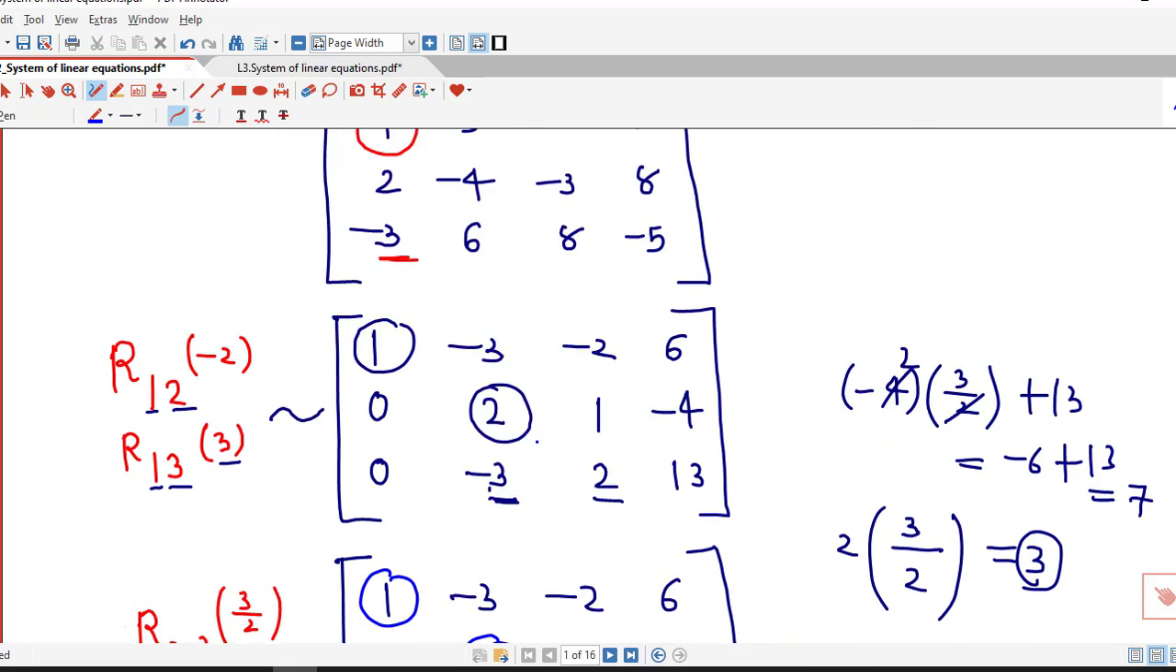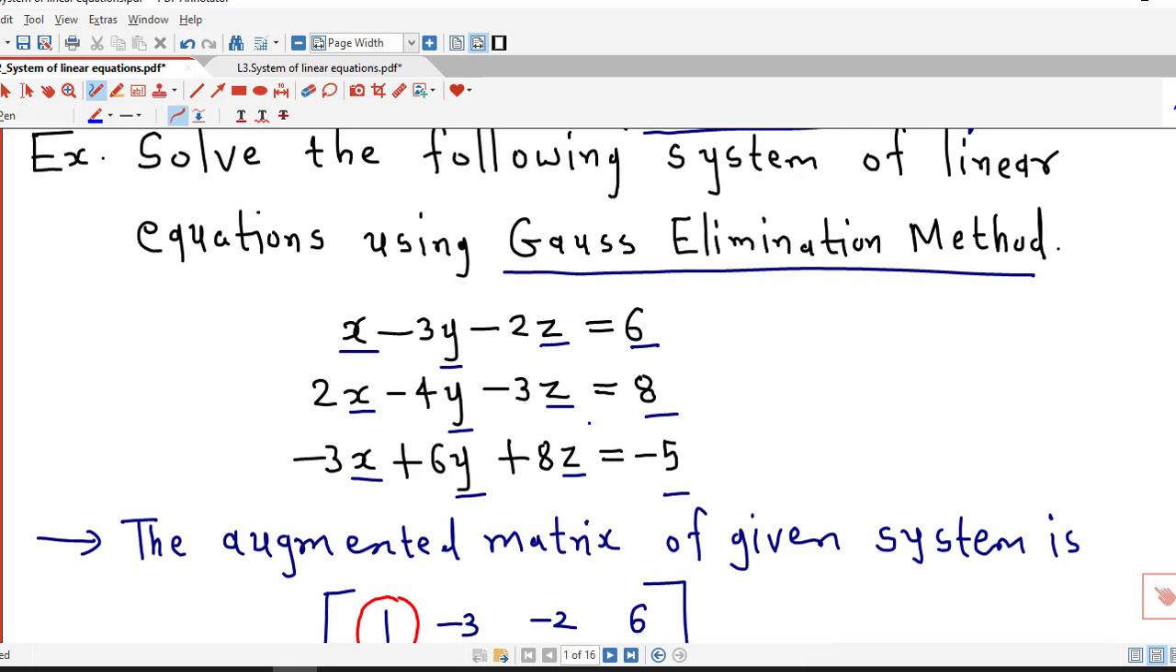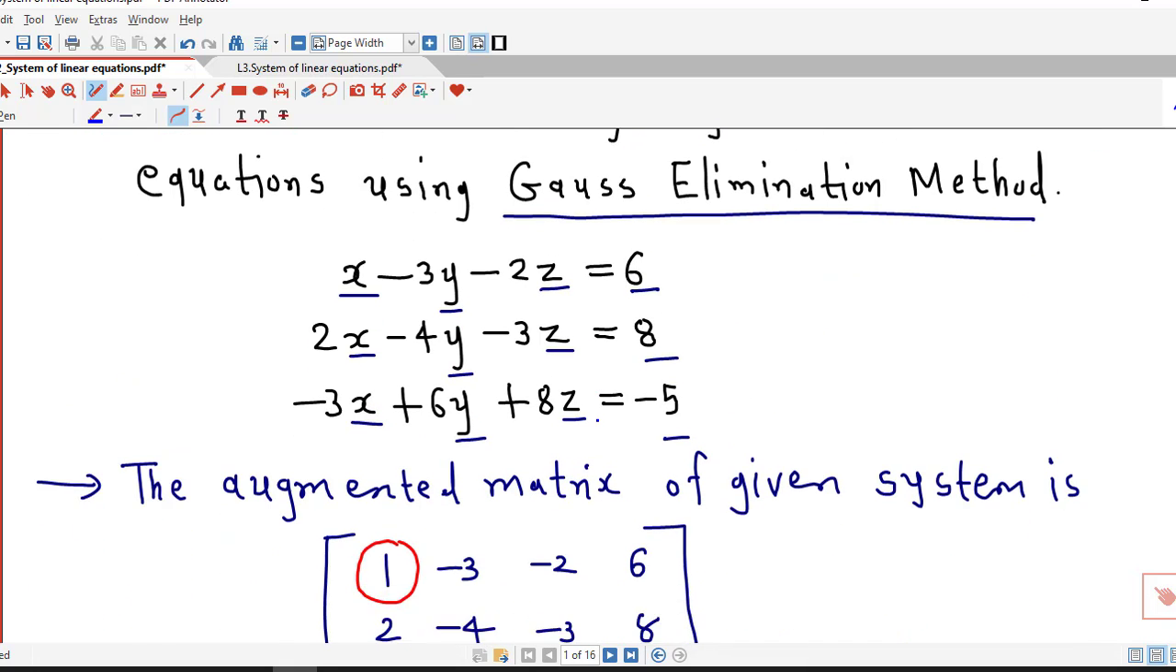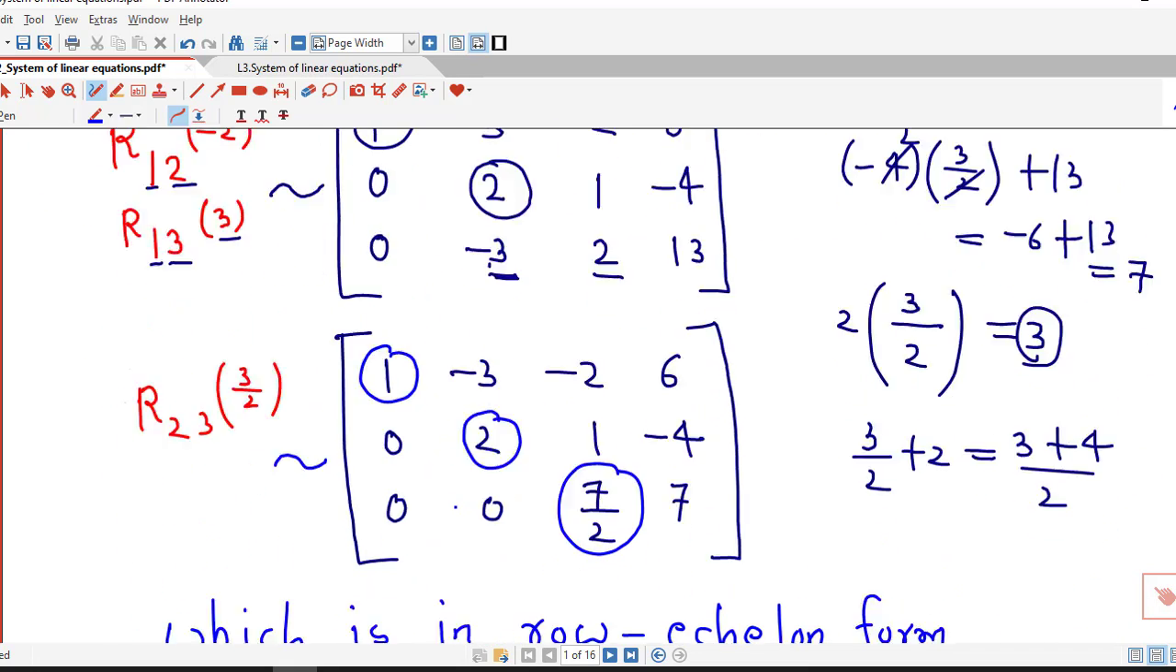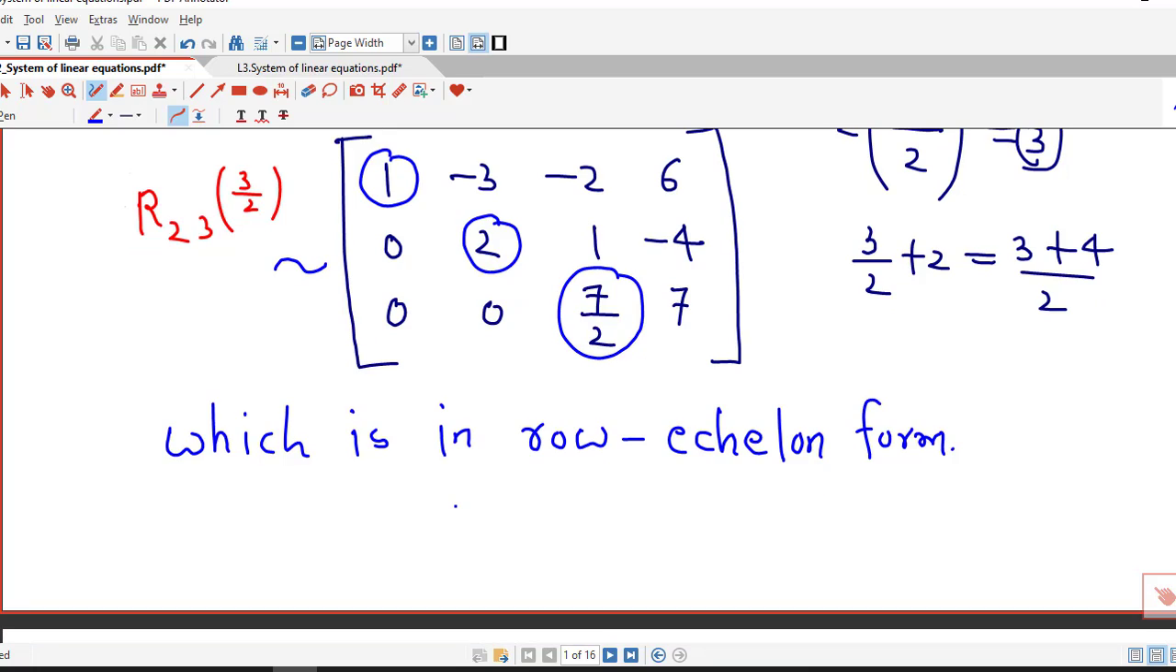So the first step of augmented matrix is to write down the matrix corresponding to given system. That matrix is known as augmented matrix, and then to convert augmented matrix into row echelon form. Now in the next step we have to write down this system corresponding to this row echelon form.